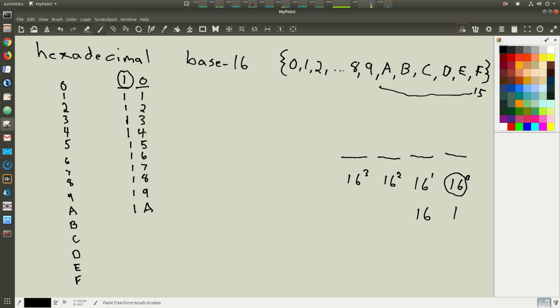We go 1A, 1B, 1C, 1D, 1E, and 1F. Now we increment to 2. Remember, this is 2 sixteens, so this is 32 plus 1. So this one is 33 in base 10. Alright, and this goes all the way down to 2F. We're out of characters at F. It's the last one. So now we increment again.